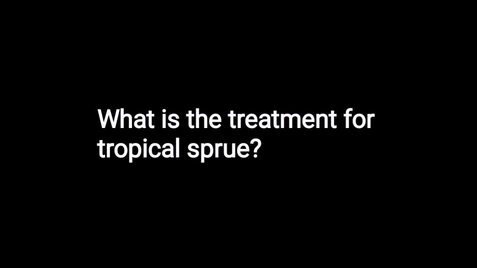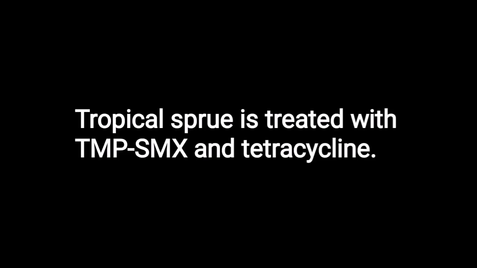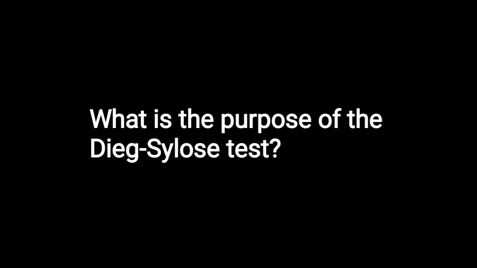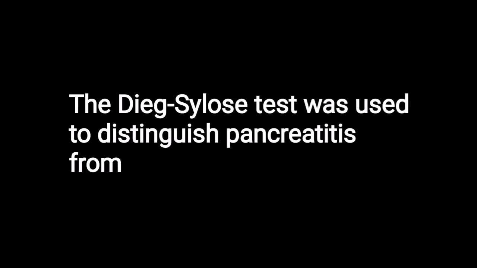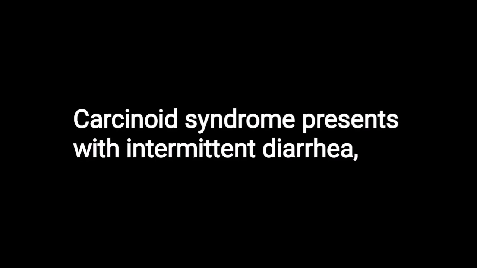248. What is the treatment for tropical sprue? Tropical sprue is treated with TMP-SMX and tetracycline. 249. What is the purpose of the D-xylose test? The D-xylose test was used to distinguish pancreatitis from bowel wall abnormalities. 250. What is carcinoid syndrome? Carcinoid syndrome presents with intermittent diarrhea, flushing, wheezing, and right-sided heart abnormalities.